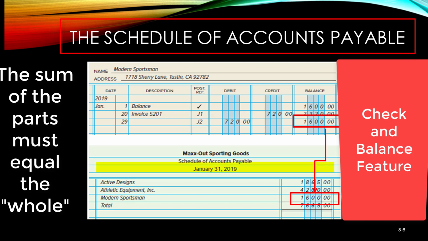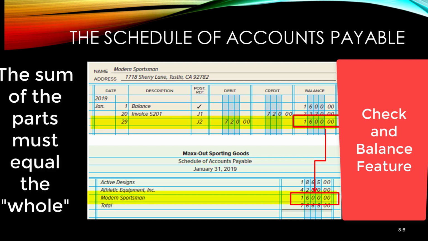In this exercise, the schedule is shown as of the end of the month. You would go through each individual vendor's account in the accounts payable subsidiary ledger and list the ending balance. In this case, Modern Sportsman is owed $1,600. So the name of the vendor as well as the ending balance is carried through to the schedule of accounts payable. And of course, the total of the schedule of accounts payable must balance out to the controlling account, accounts payable, in the general ledger.